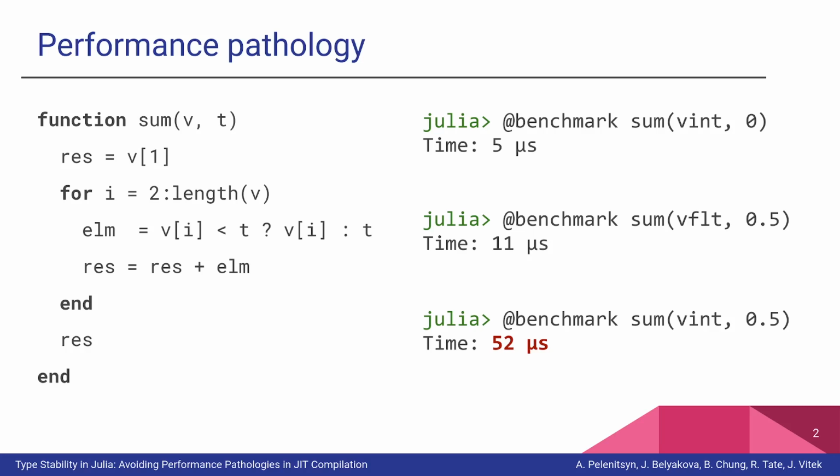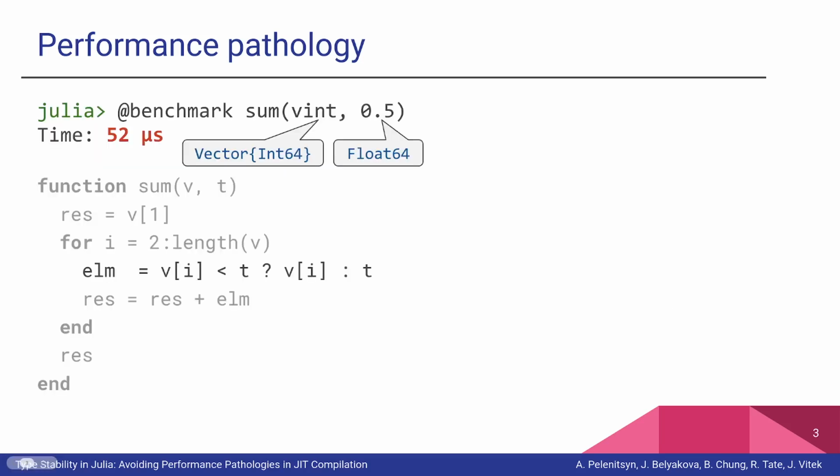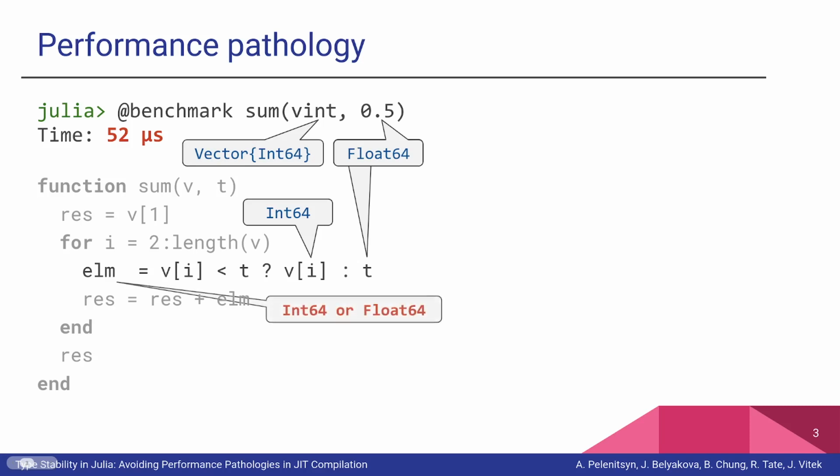Let's look closer at what happens with this mixing of types. The inputs to the problematic call are vector of int and a float. These types get propagated to the point where we assign to elm. At this point, the compiler is unsure what type to ascribe to elm. It can be either int or float. This uncertainty propagates further to the addition and then the res variable, making the return type of the whole function uncertain.